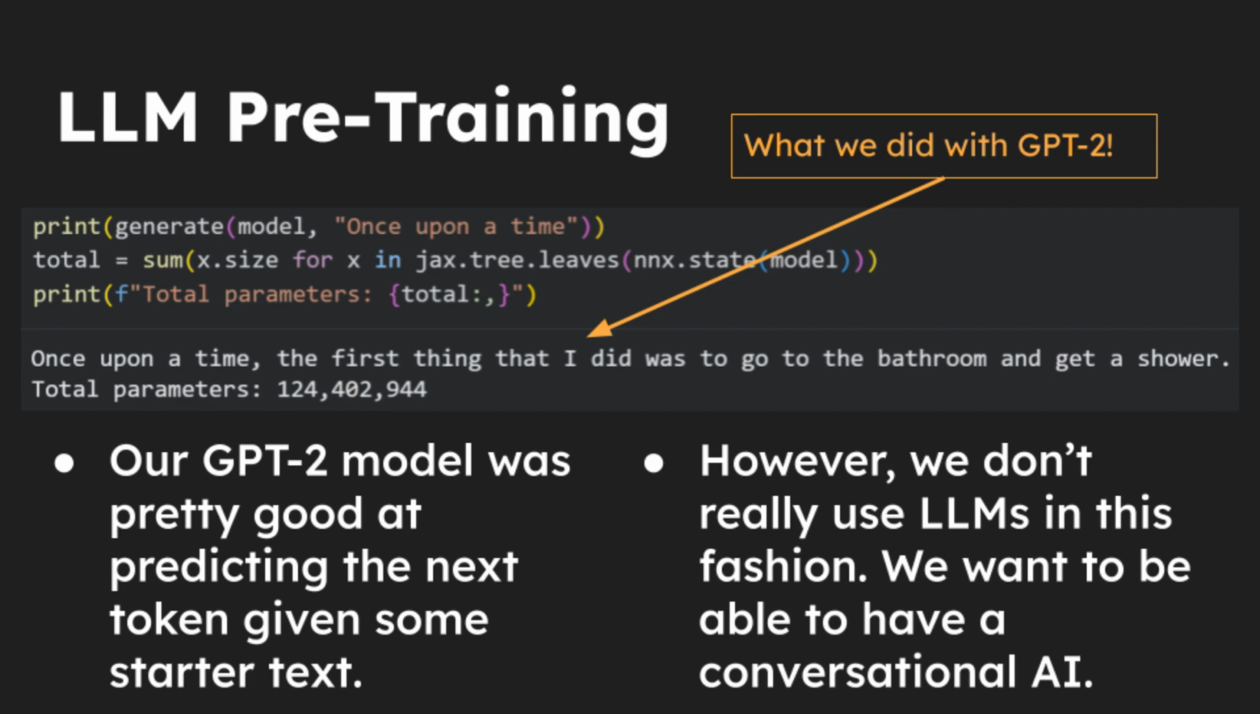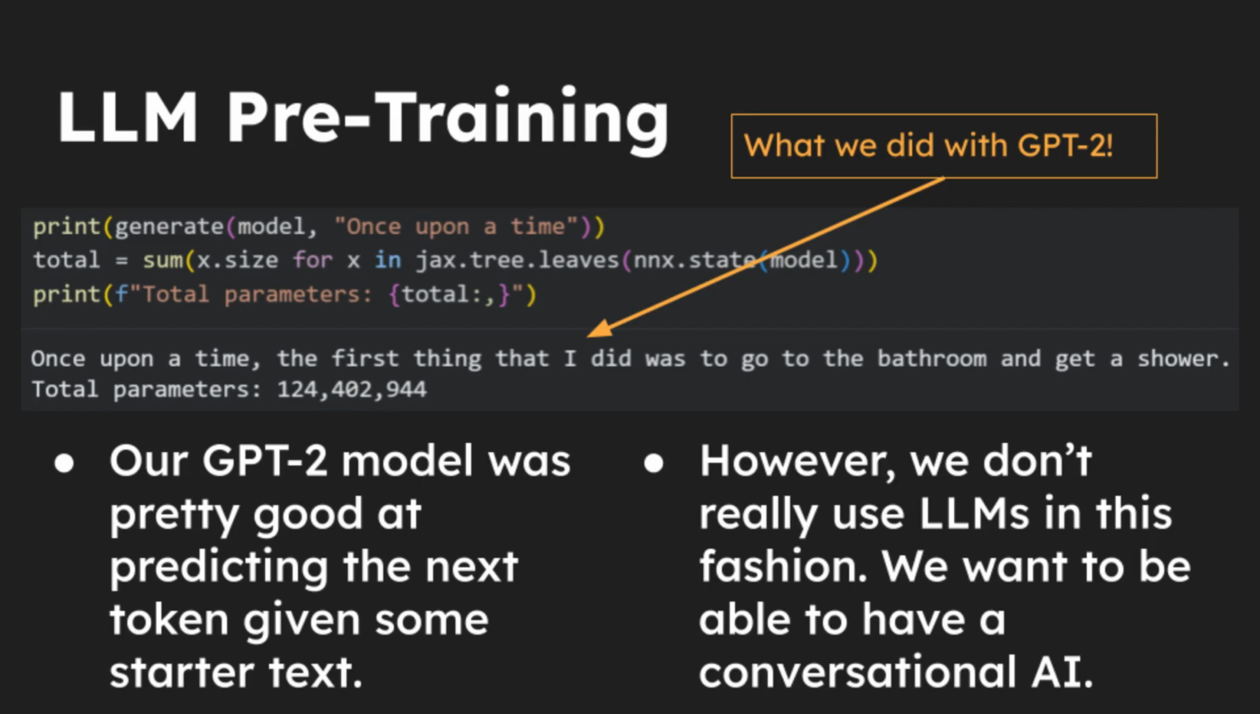This is an example. Given some starter text, "once upon a time," we're able to generate at least an English story, half sensical. "Once upon a time, the first thing that I did was to go to the bathroom and get a shower." Like, yes, that makes sense. It even generates the comma that normally goes after "once upon a time." And that's all cool, right?